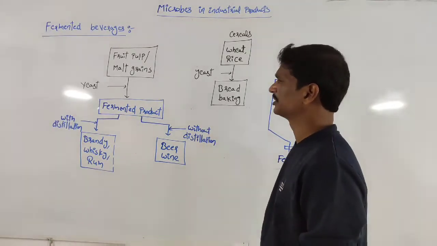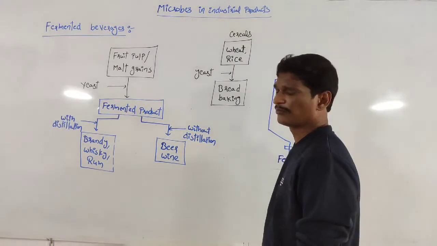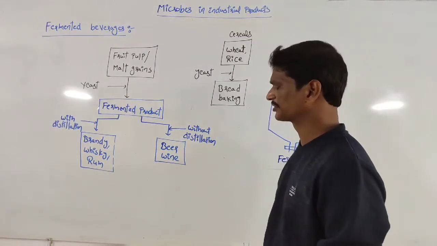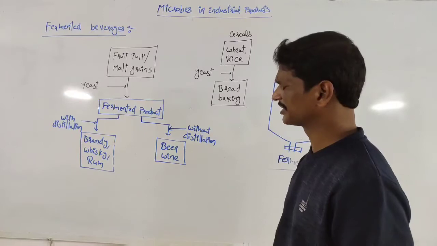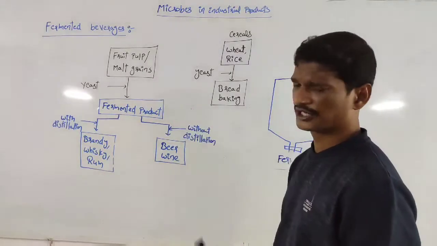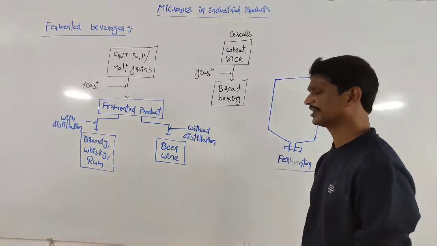So that is about fruit pulp and malt grains as substrates for the production of brandy, whiskey, and rum, with distillation. Without distillation are beer and wine.